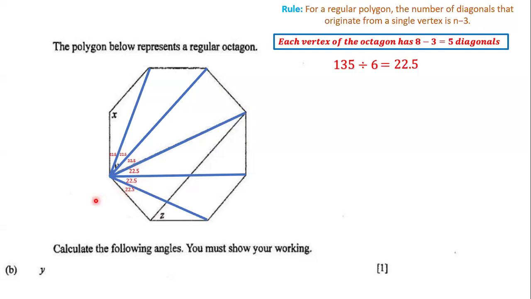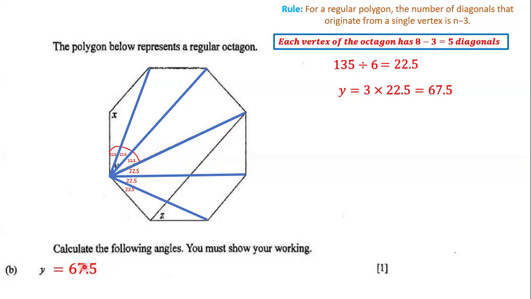And so what is the size of angle Y? Well, notice that angle Y accounts for 1, 2, 3 spaces. So angle Y is going to be equal to 3 times 22.5, which gives us 67.5. That's the size of angle Y.